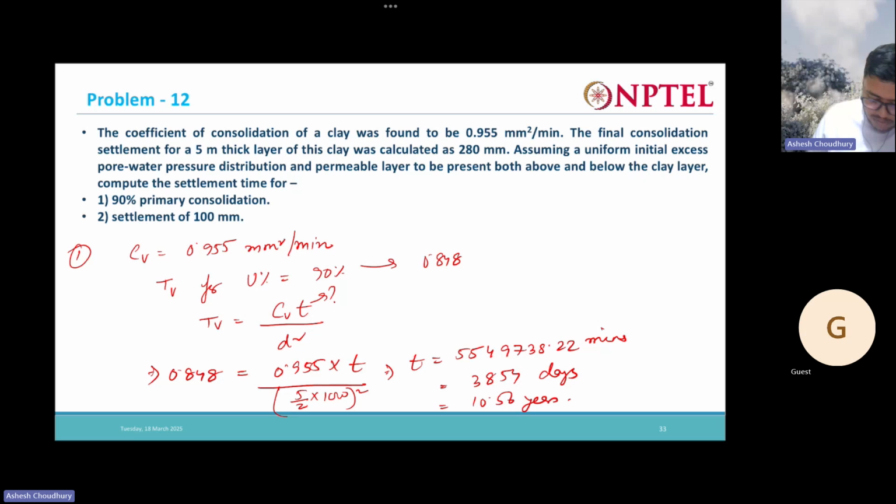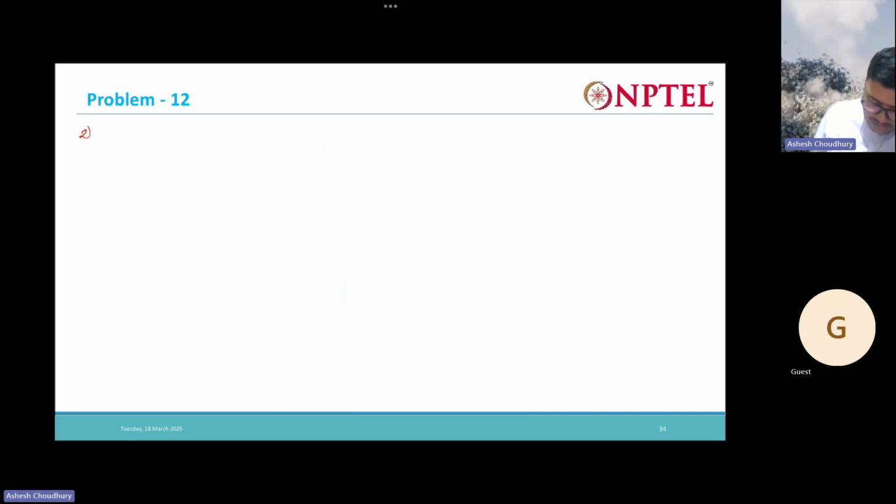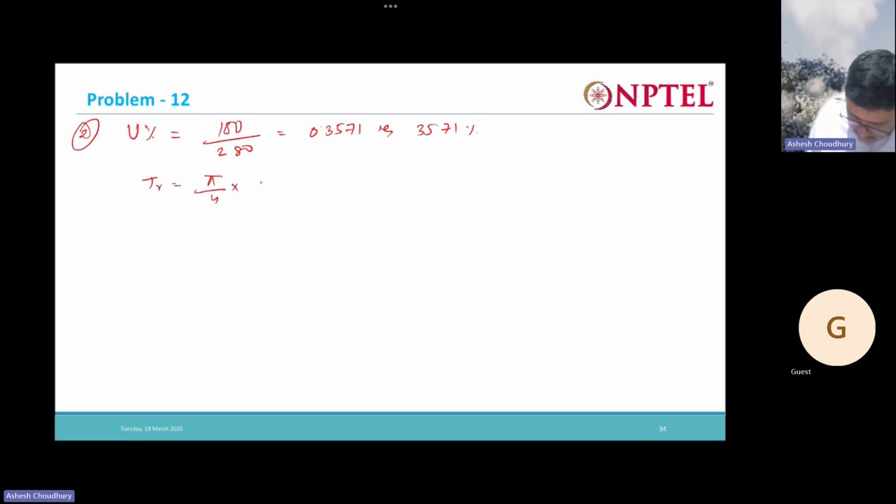For that, first you need to find out the degree of settlement. What is the final consolidation settlement? Final, meaning 100% settlement, is 280 mm. So if 100% settlement is 280 mm, then 100 mm will be how much? 100 by 280 is equal to 0.3571, that is 35.71%. Now Tv is pi by 4 into 0.3571 square.